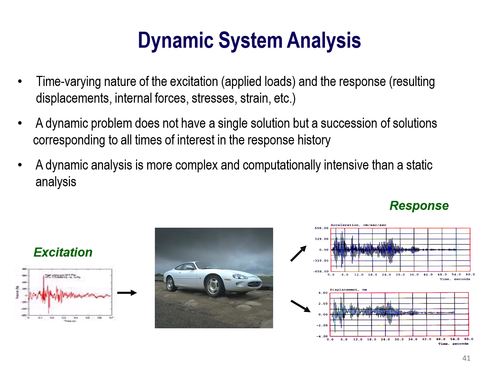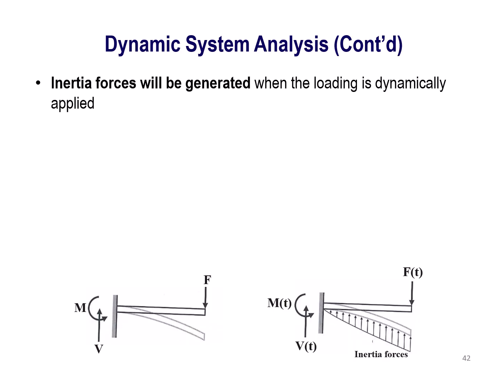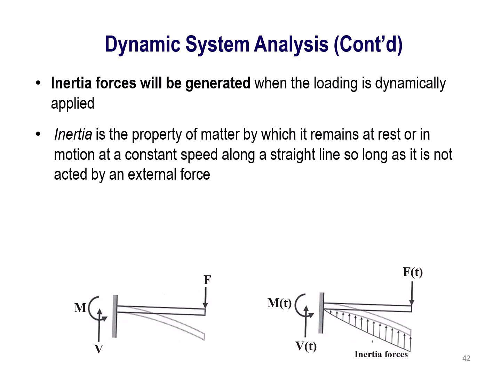A dynamic analysis is going to be more complex and computationally intensive than the static analysis. So the inertial force, or the I value, will be generated when loading is dynamically applied. The inertia is a property of matter by which it remains at rest or in motion at constant speed along a straight line so long as it's not acted on by an external force.